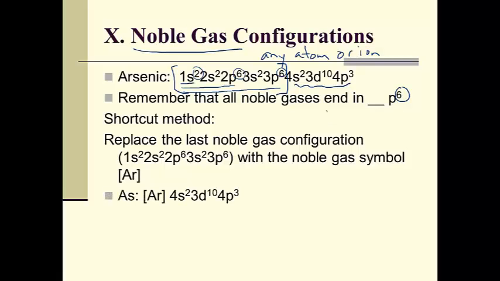So arsenic, the way you should be writing out configurations for the element: list the element, colon, and then write out the configuration. Argon takes the place of the 1s2, 2s2, 2p6, 3s2, 3p6, then the rest of it: 4s2, 3d10, 4p3.